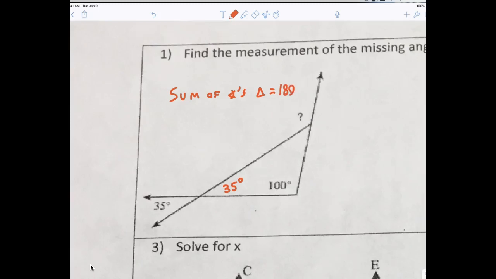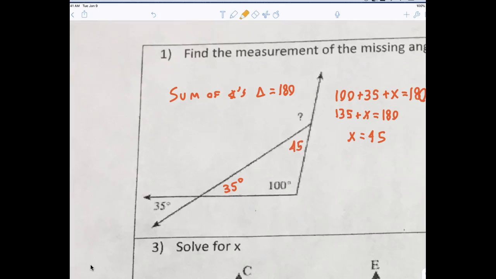So you did this earlier. We said it was 100 plus 35 plus x is equal to 180, right? Yes. Then you did 135 plus x equals 180. And then we said that x was 45. Do you agree with that? Yes. Now that you know that x is equal to 45, we put that here.